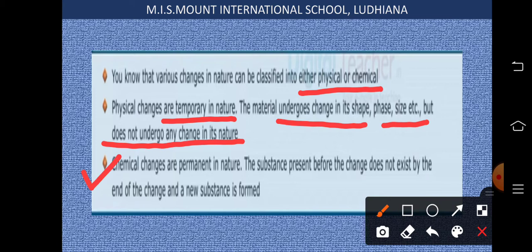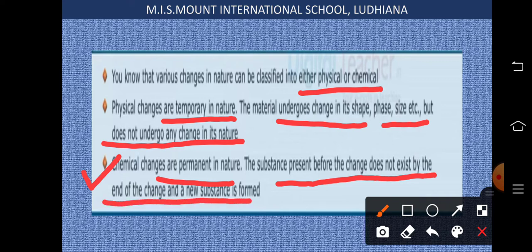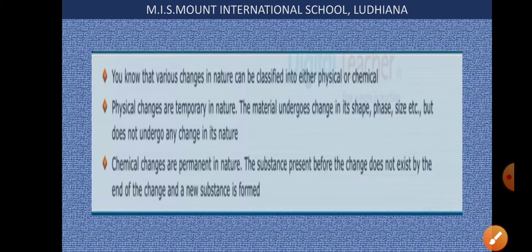And chemical changes, on the other hand, are permanent in nature. The substances present before the change do not exist by the end of the change, and a new substance is formed. So there occurs a complete change in the substance. So that is the basic difference between the physical and the chemical change.